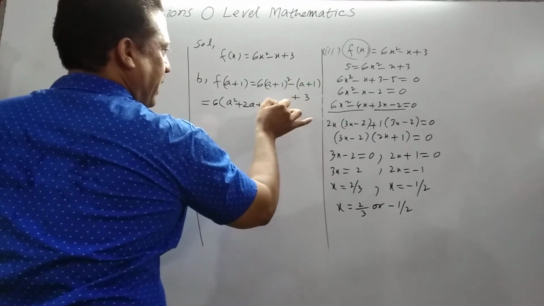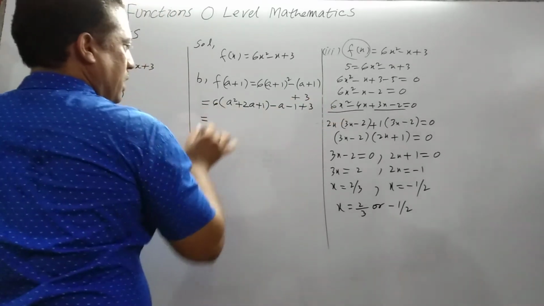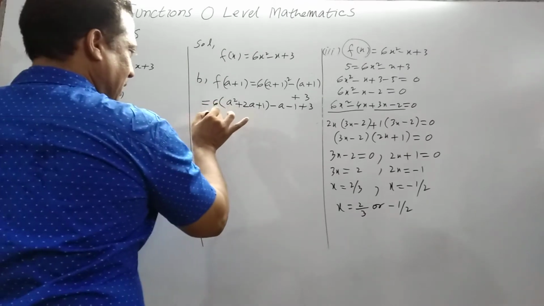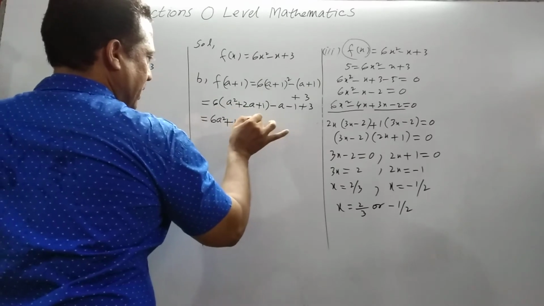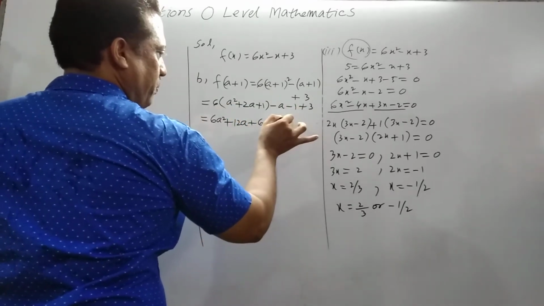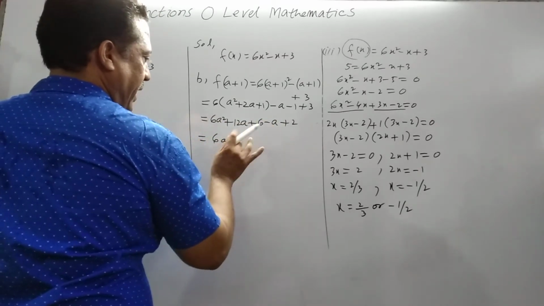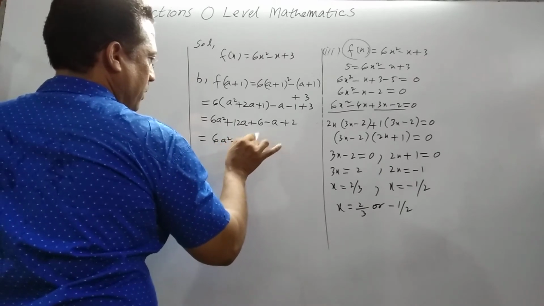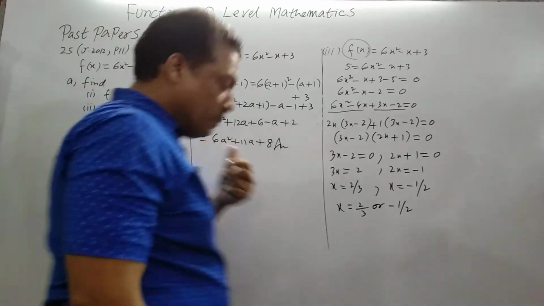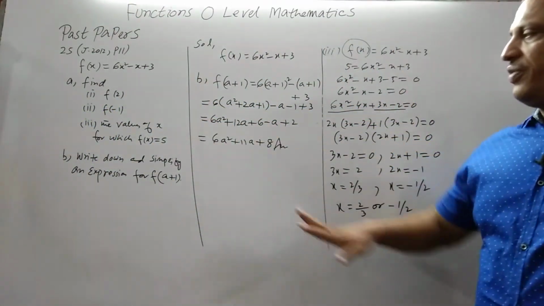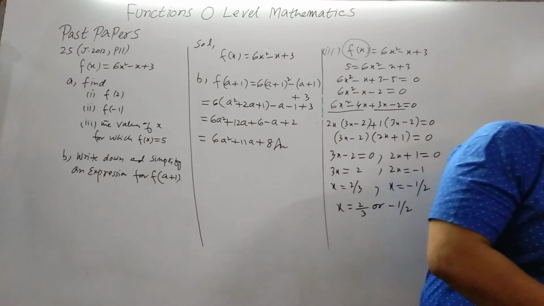Now apply the minus sign on this bracket: minus a minus 1 plus 3. Multiply this 6 by the whole bracket: 6 into a squared, 6a squared; 6 2s are 12, 12a; 6 1s are 6; minus a, minus 1, plus 3 is plus 2. So 6a squared, 12a minus 1a is plus 11a, 6 plus 2 is 8. This should be the answer because it is not more simplified. This is the simplified form of the given part: 6a squared plus 11a plus 8.